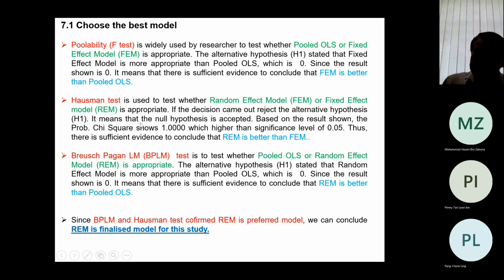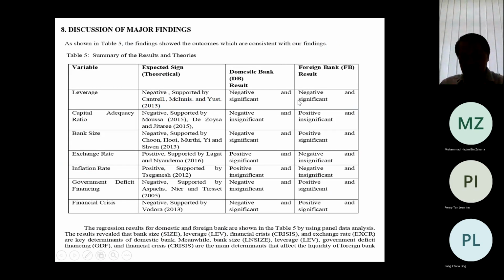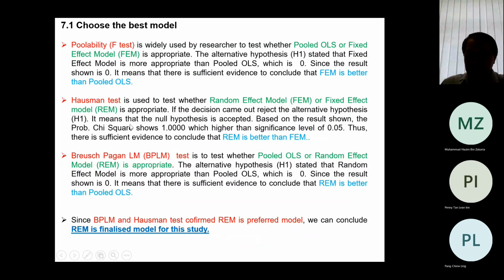But after that, I do a second test. I do a Hausman test. Hausman test, basically I test the FEM and REM. Sorry, I have a mistake in the table edit. This one should be REM, this one should be FEM. I confirm that the probability chi-square shows 1.00. Just now you see from the diagram, it's higher than 0.05. Therefore, to confirm this particular test, the Hausman test, I choose REM.